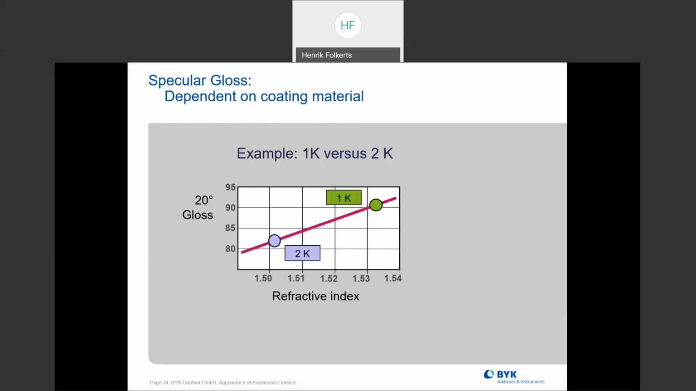And also, because there's so many different types of coatings now, if I have a 2K in this example versus a 1K, and my refractive index is different on these two, I could look at them and think that they look the same, but they wouldn't measure the same.